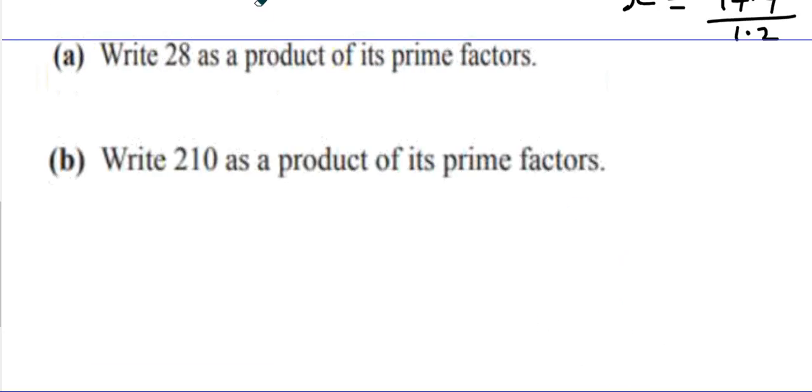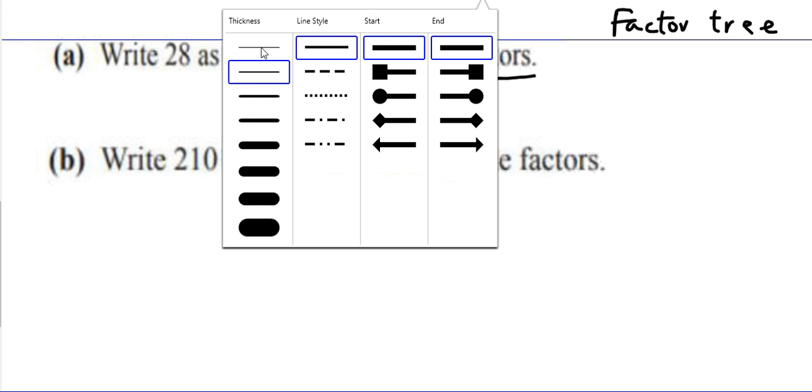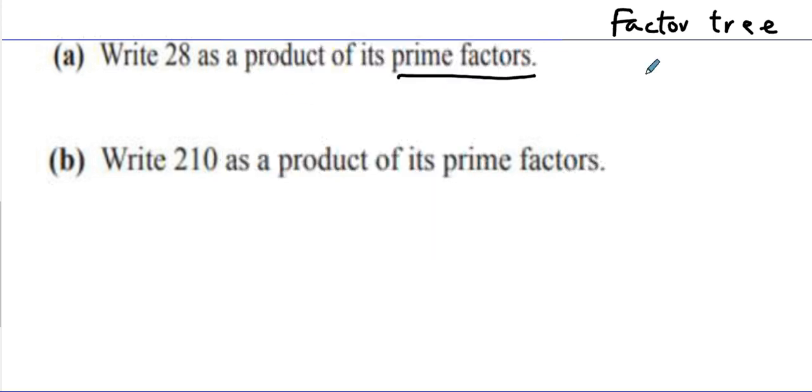Okay, write 28 as a product of its prime factors. This we discussed earlier in our video, part 1 or part 2. So write 28 as a product of its prime factors. What you do is use the so-called factor tree. And how does this factor tree look? This is the way it looks.